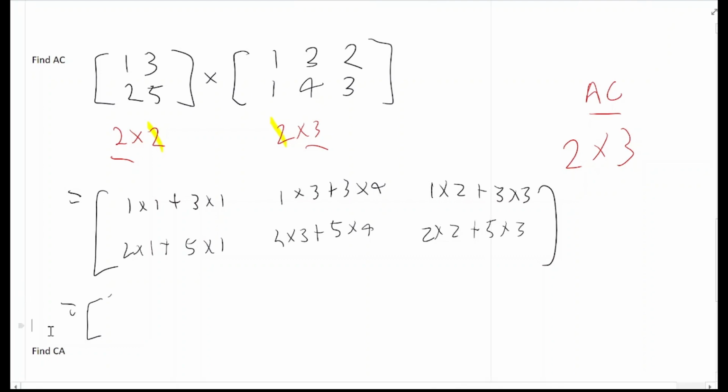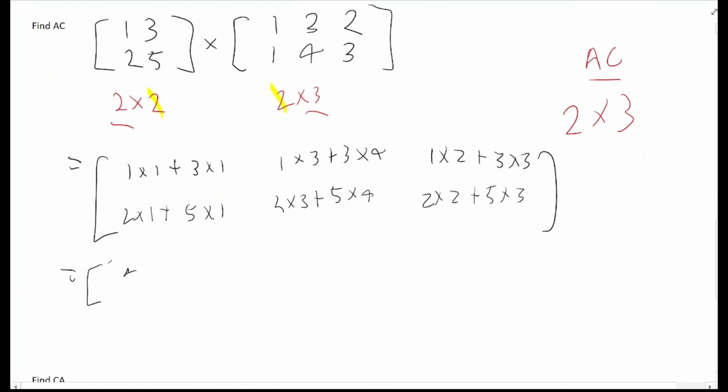All right, so 1, 1, and 3, 1, so that's going to be 4. Then our next entry is going to be 3 plus 12. Then our next entry is going to be 2 plus 9. Next entry is 2 plus 5. Next entry is 6 plus 20. And then next entry is 4 plus 15. So that is A times C.